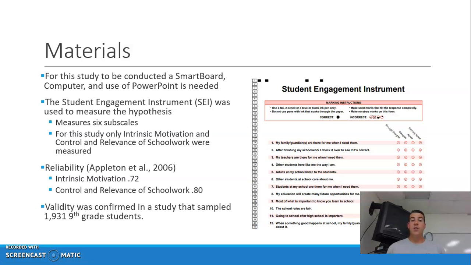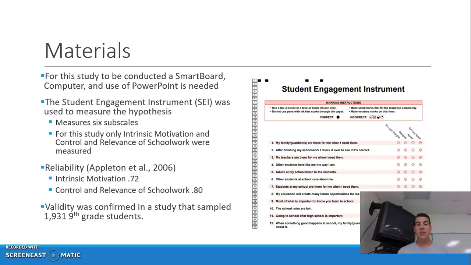Materials. For the intervention, we needed a smartboard, a computer, and the use of PowerPoint. The other material that was needed was the measure that was used, which is the Student Engagement Instrument. The Student Engagement Instrument is a 35-question scale that measures 6 different subscales. For this study, only intrinsic motivation and control and relevance of schoolwork were measured. Ones that didn't pertain to those 2 subscales were simply blacked out.